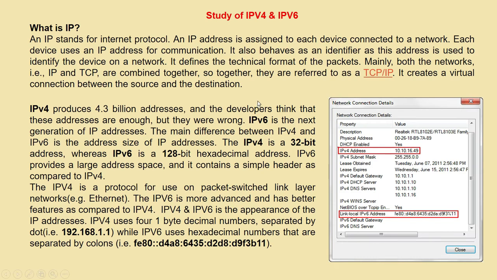What is IP? IP stands for Internet Protocol. An IP address is assigned to each device connected to a network. Each device uses an IP address for its communication. Without an IP address, we can't communicate between systems. It also behaves as an identifier, an address used to identify the device on a network.